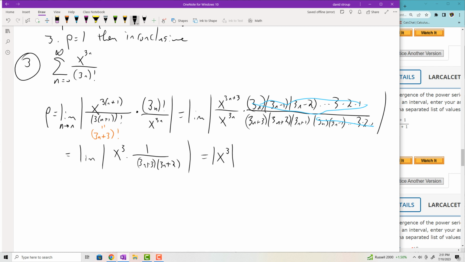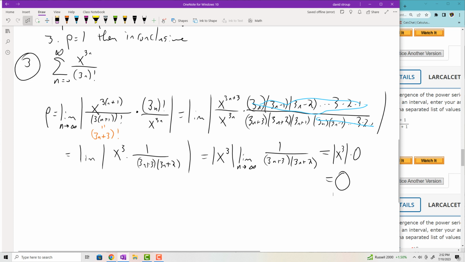Remember, this limit is n going to infinity. But it's not dependent on n, so you can factor it out of the limit, and then we don't need the absolute values anymore. 3n plus 3 times 3n plus 2. And so what are you going to get? Well, this limit is going to go to 0, so it's just going to be x cubed times 0. And for any value of x, what does that equal? Any number times 0 is just 0, so this equals 0. In other words, your rho value is equal to 0, and that works for any x.